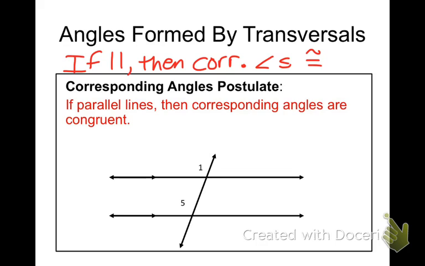You can use the symbol for parallel lines instead of writing out parallel lines. You can abbreviate corresponding to just corr. You can use the symbol for angles, and you can use the symbol for congruent. Notice in the diagram, I marked angle 1 and angle 5 as the example of the corresponding angles. Because these are corresponding angles, and we know we have parallel lines, then I know that they're going to be congruent. So angle 1 is congruent to angle 5.